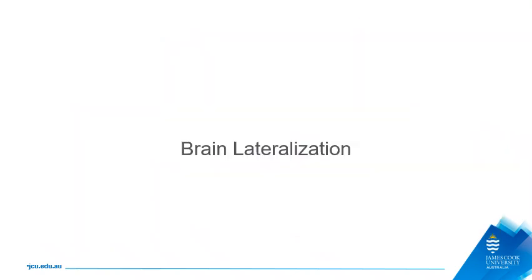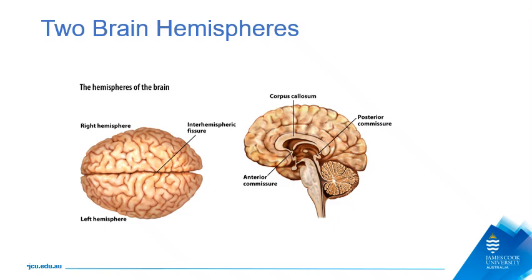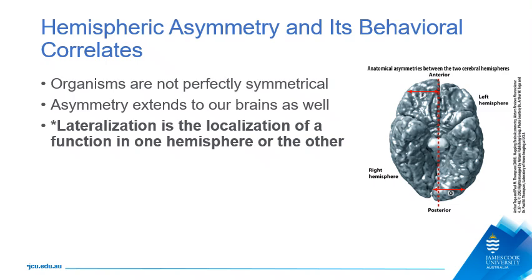Now we turn to brain lateralization. Here is a picture of our brain from above. We have two hemispheres, with the corpus callosum linking both of them. And hemispheric asymmetry and its behavioral correlates. Note that organisms are not perfectly symmetrical. Our physical structure, our organs, are not perfectly symmetrical. Asymmetry extends to our brains as well. And lateralization is the localization of a function in one hemisphere or the other.